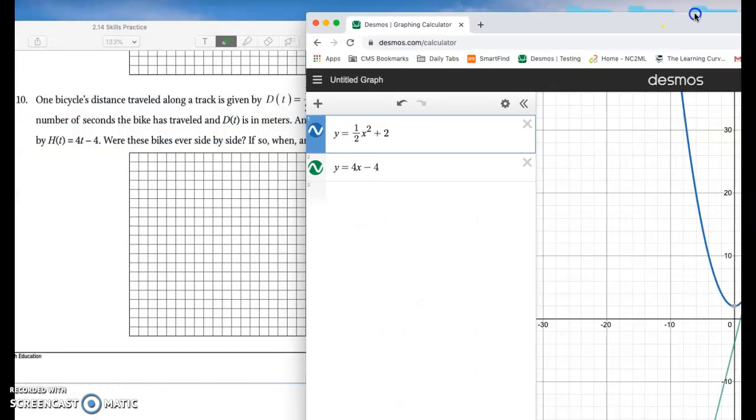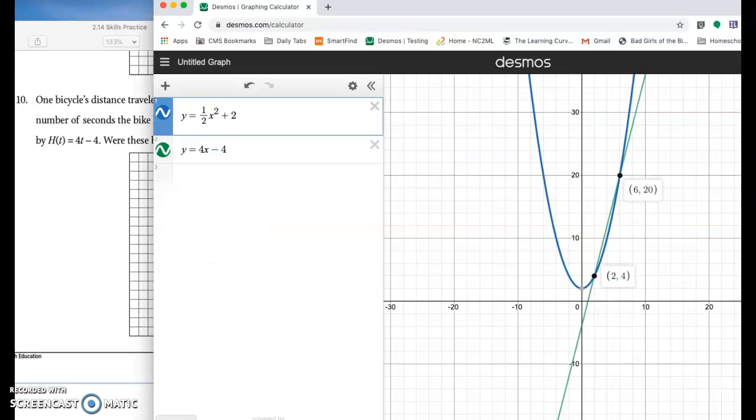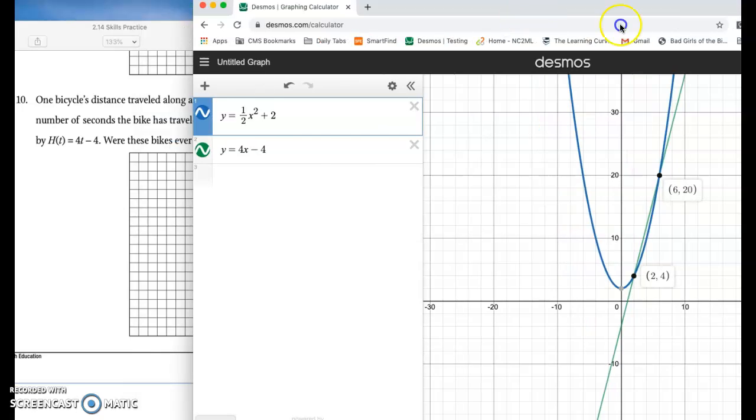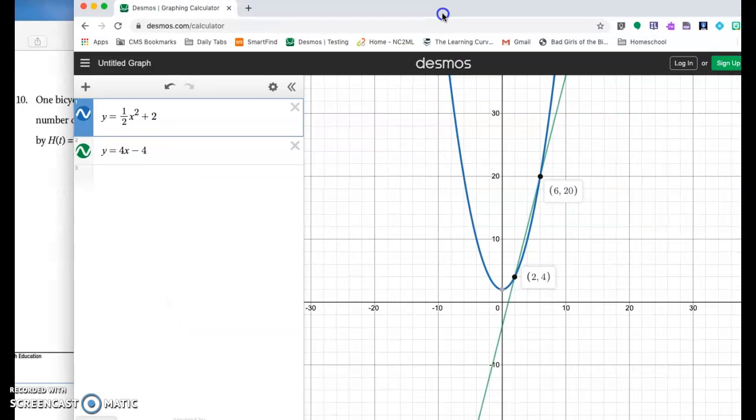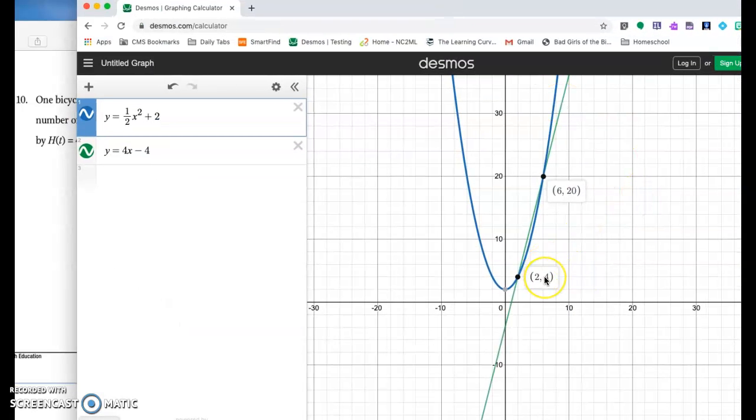So the bikes would be side by side at 2 seconds and 6 seconds. And then the other part of the question says what distance. So the distance is your y value. So at 2 seconds, they were at a distance of 4 meters. At 6 seconds, they were both at a distance of 20 meters.